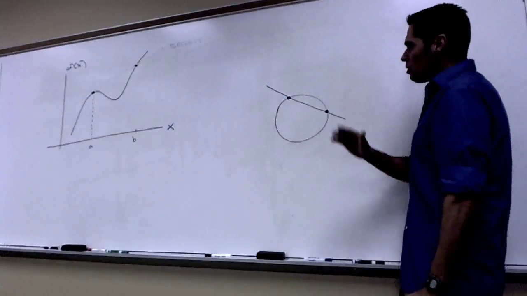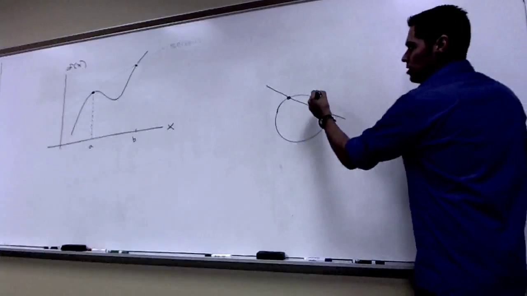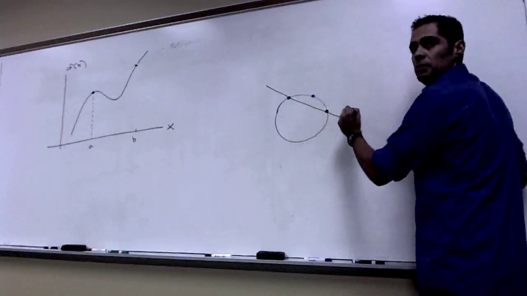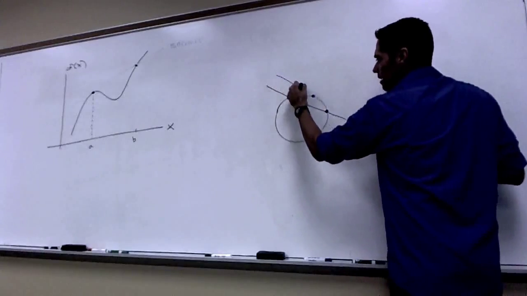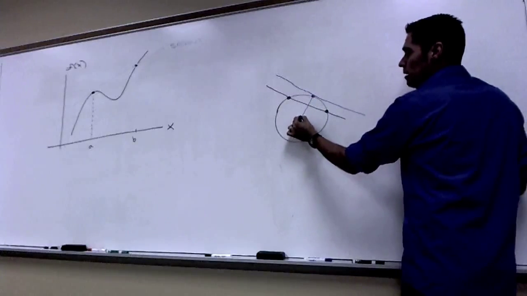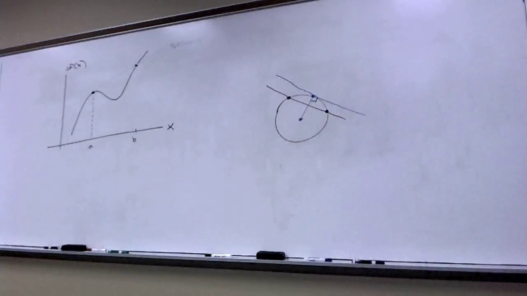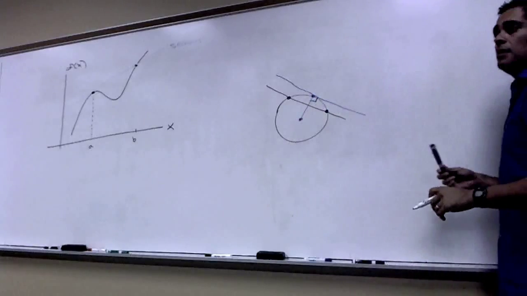Now on a circle, what was a tangent line? It touches the outside, right? At just one point? Yeah. And it just comes in and touches there. And it turns out that on a circle, if we ran the radius out to that point, this would be a right angle, wouldn't it? That's what a tangent line is on a circle.